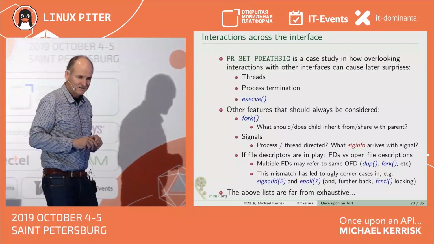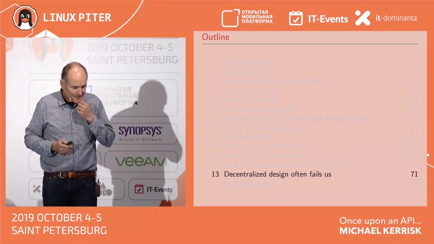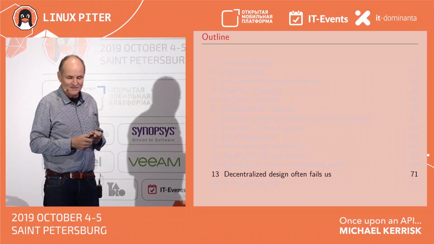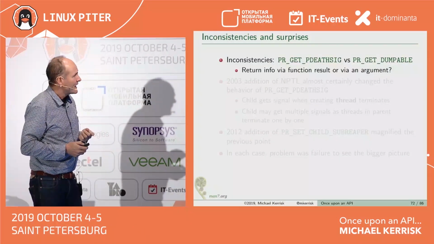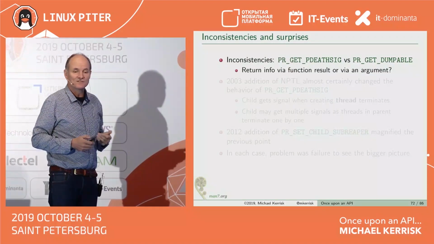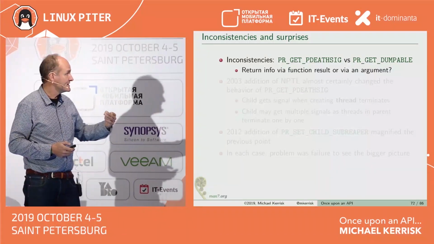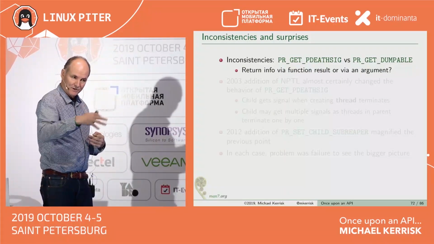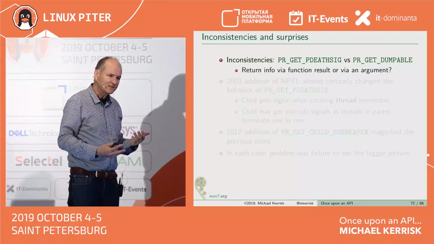And of course these lists are far from complete. Then, decentralized design. I think decentralized design often fails us. For example, a simple example here, the inconsistencies between the different getters in prctl. Some of them return the result as a function argument, some of them return the result as the function result. And this confuses users. They make mistakes.